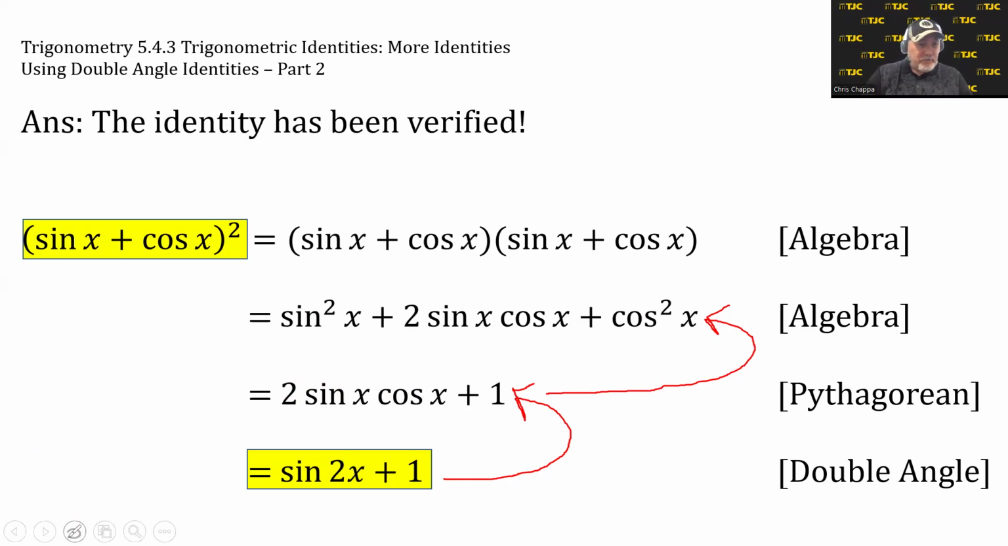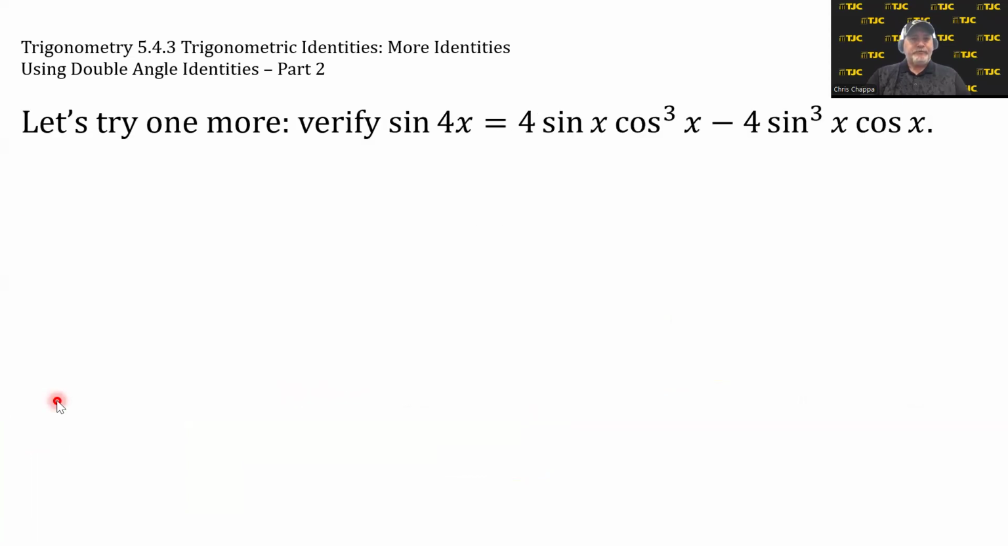All right, so let's move on to the next identity. We've got one more we're going to do in this video. We're going to verify that sine of 4x equals 4 sine x cosine cubed x minus 4 sine cubed x cosine x. That's a mouthful.